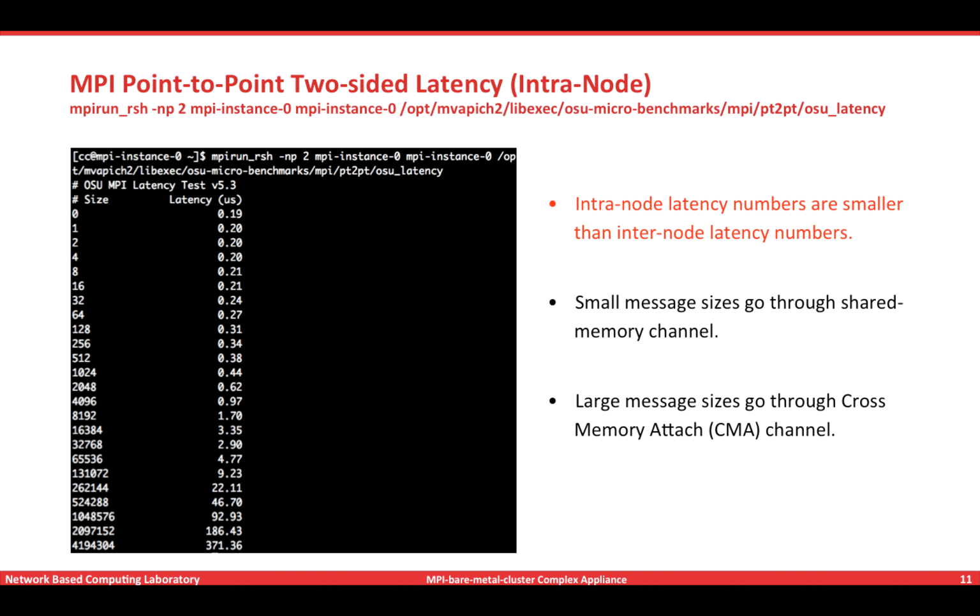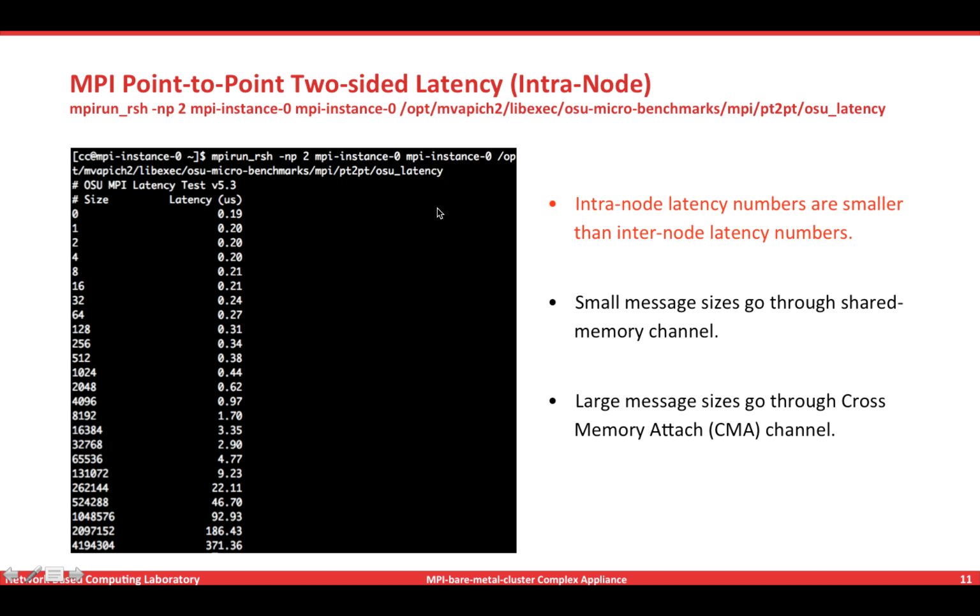Okay, we showed the OSU latency inter-node numbers. Now let's take a look at the intra-node case. This is the command line to launch the same OSU latency benchmark in the same node. Similarly, we run two processes, but for the host name, we just put the same host name here, which means we run these two processes in the same node, like mpi-instance-0.